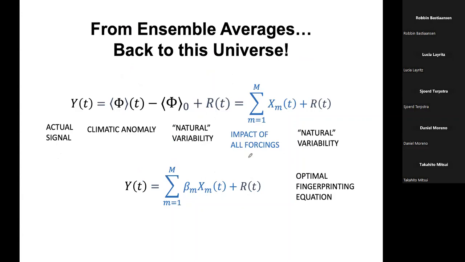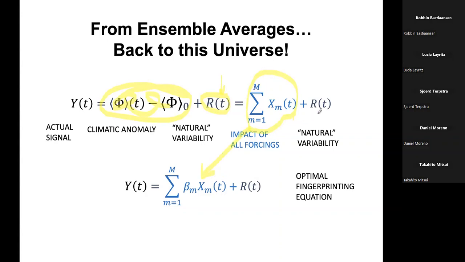So now I can lift the problem from statements on expectation values to individual trajectories in the following very simple way. If I add to this term the natural variability, to be understood in a second, at time t, which is my target time, it could be the second decade of the 21st century, it doesn't matter, I have that the signal is the sum of all these terms, which are due to the forcings, plus, of course, the natural variability.